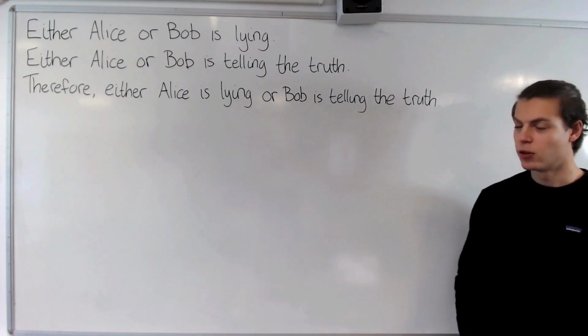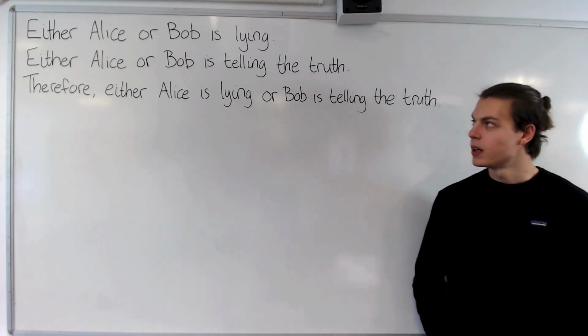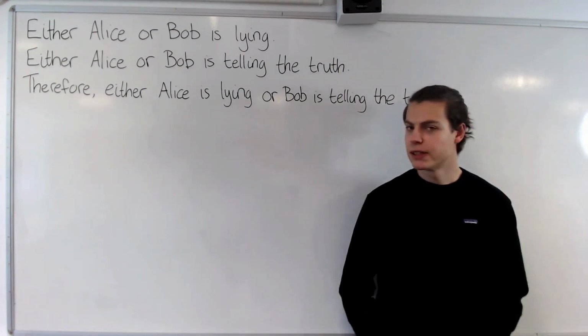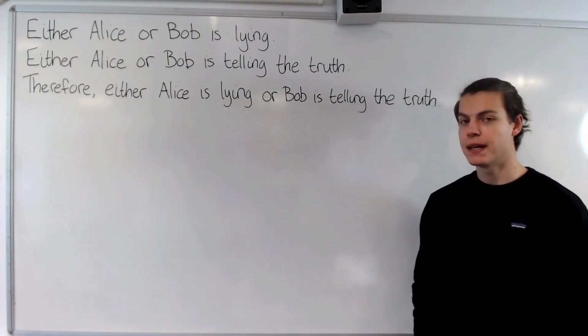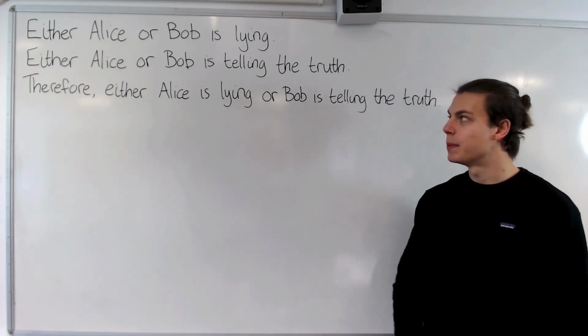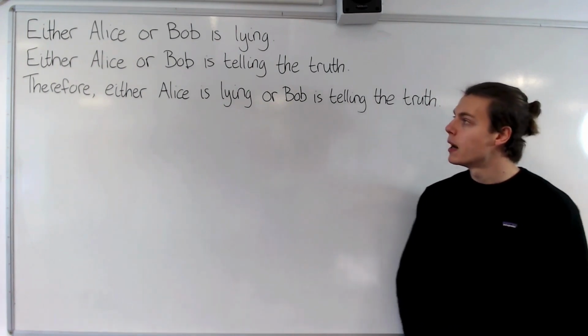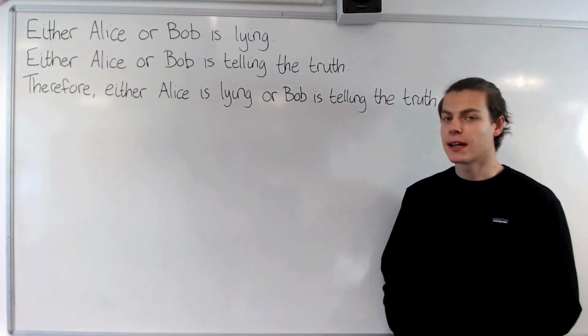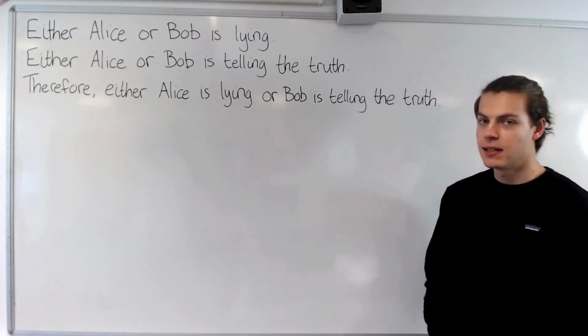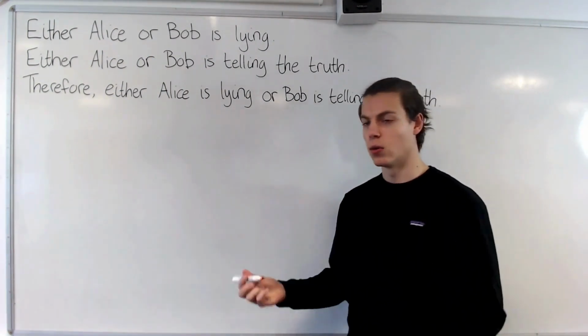Again, let's start by formalizing these statements. We'll use the letter A to represent the statement Alice is telling the truth, and the letter B to represent the statement Bob is telling the truth. And so this first statement, either Alice or Bob is lying, can be translated to not A or not B.